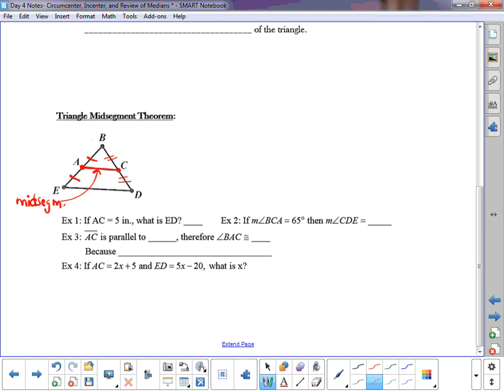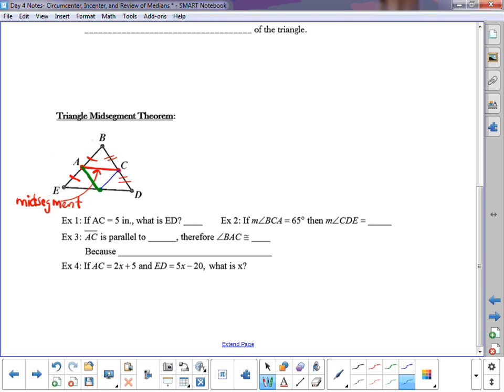We talked about this last class when we were doing our vocab. How many mid-segments do I have in a triangle? 3. Because I can draw, and if I fill in my midpoint here, connecting these two midpoints, that's another mid-segment. And connecting these two midpoints, that's another mid-segment. Now we have 4 triangles all within that big triangle. Someone already touched a bit on what the theorem tells us about that mid-segment.